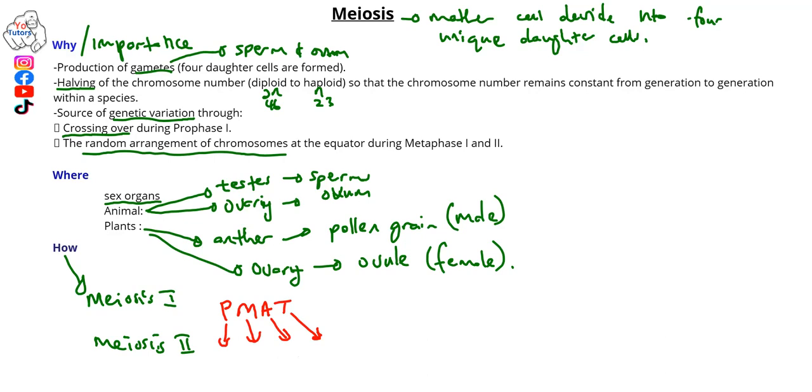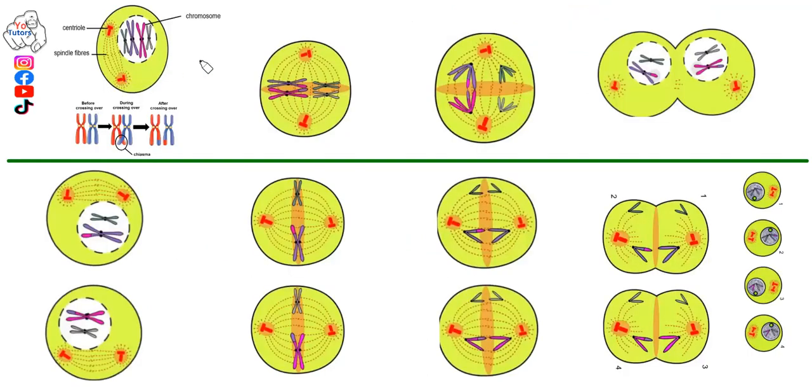Okay, so now let's get into detail and understand what is happening during these processes. Here we have the first stage, which is prophase 1. This first part here represents our meiosis 1. Then the second part here represents our meiosis 2. On meiosis 1, we have the first stage, which is prophase. Now I'm going to explain what's happening here.